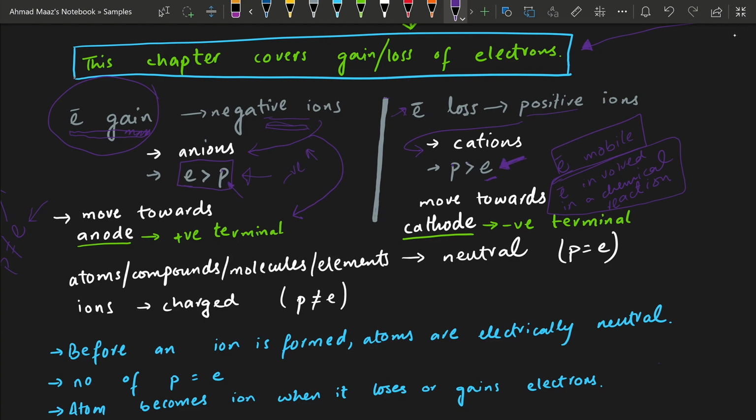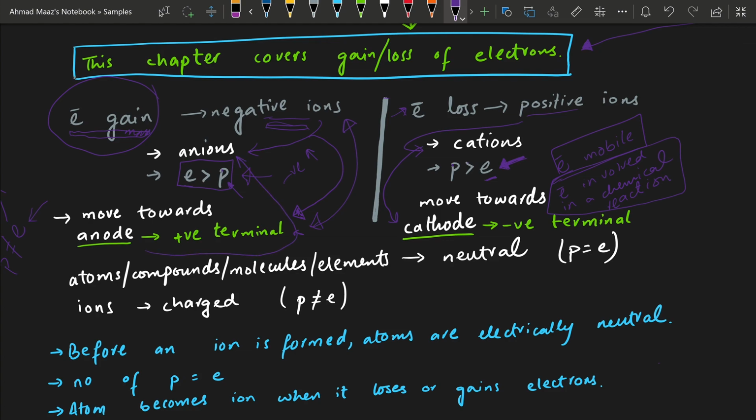Alright, and the cations, they move towards the cathode. Cathode is the negative terminal during electrolysis. Alright, so anode is the positive terminal, which means that it should attract the negative ions. It makes sense that opposites attract. Negative ions must move towards the positive terminal of the battery. That is why the anode attracts the anions.